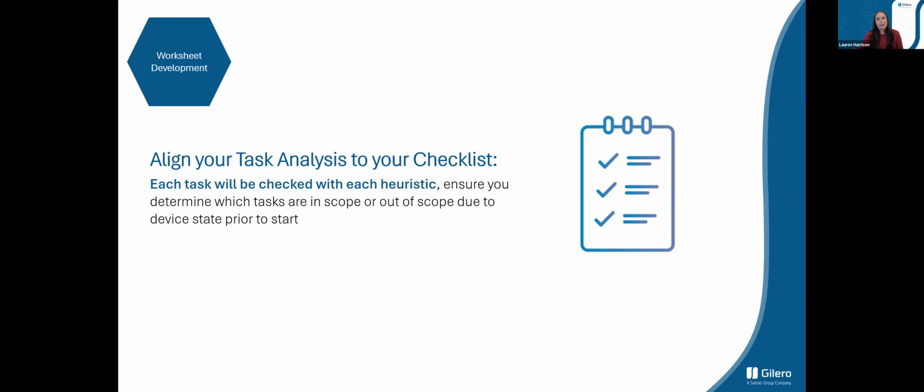So for example, if I'm working with an auto injector that also has an IFU, my heuristics that I'm pulling for my auto injector might be ergonomics based on use. Whereas for the IFU, I might be looking more into text coloring, text size, things like that. So making sure that your heuristics align with your UI is really the key here.